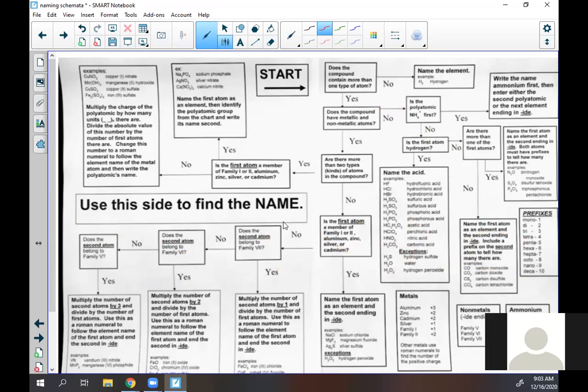How about 46? 46 is not bad. You just got to make sure you read the instructions. AgCN. So first off, is silver a metal? Yes. All right, so here we go. Does the compound contain more than one metal and nonmetals? Yes, it has a metal and 2 nonmetals. Are there more than 2?